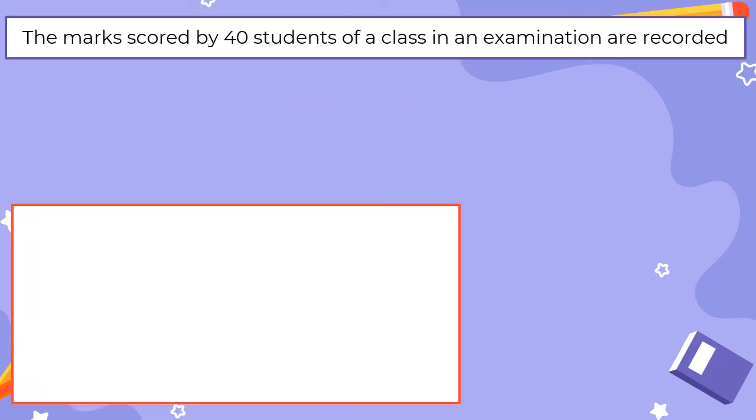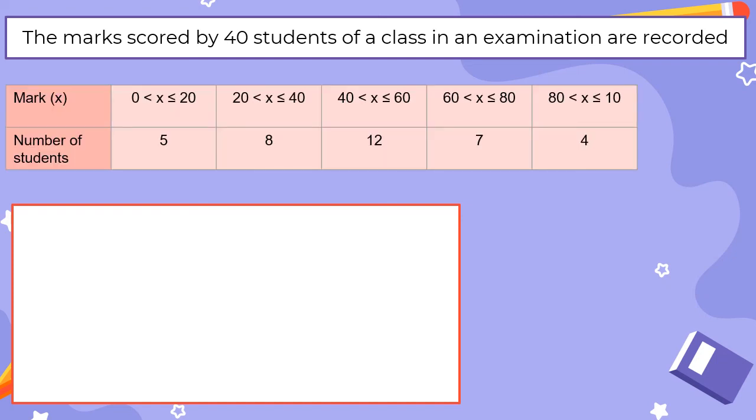Like for instance, the marks scored by 40 students of a class in an examination are recorded, wherein the marks are: x is greater than 0 but less than or equal to 20, the number of students is 5. x is greater than 20 but less than or equal to 40, the number of students is 8. The next, x is greater than 40 but less than or equal to 60, the number of students is 12. The next, x is greater than 60 but less than or equal to 80, the number of students is 7. Then the last one, x is greater than 80 but less than or equal to 100, the number of students is 4.